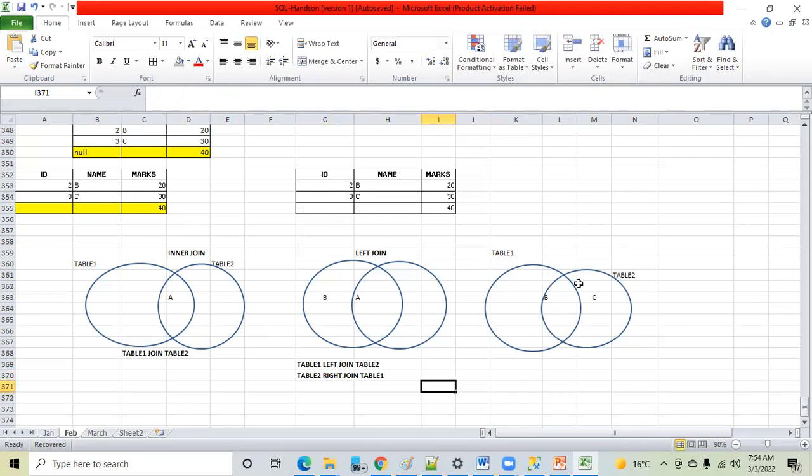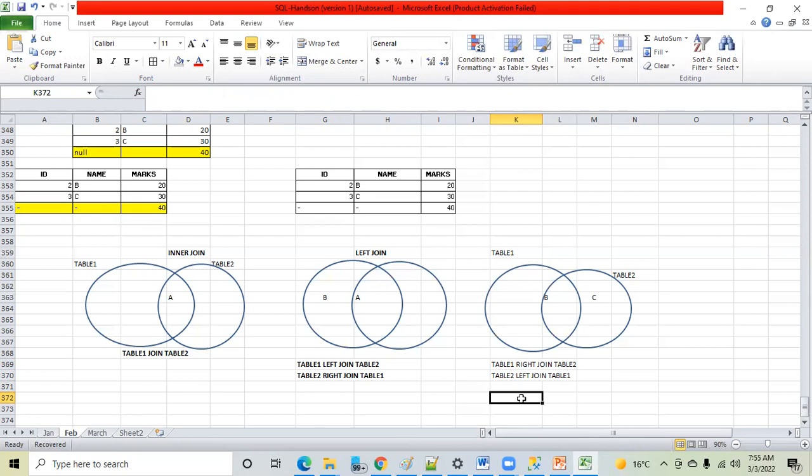Now here what do I have to write? I want B and C both. Tell me. Table one, right join, table two. Table one, right join, table two. Okay. Then one more way. Table two, left join, table one. Hope this is clear to everyone.